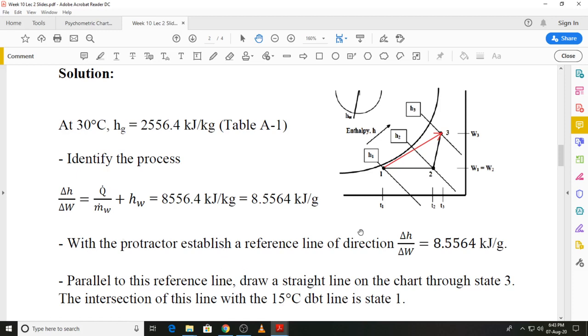So we know that we can locate state 3 because we know the exit conditions of the air, that is the dry bulb and wet bulb temperatures are known, so we can locate state 3 on the psychrometric chart. But state 1 right now was not known.